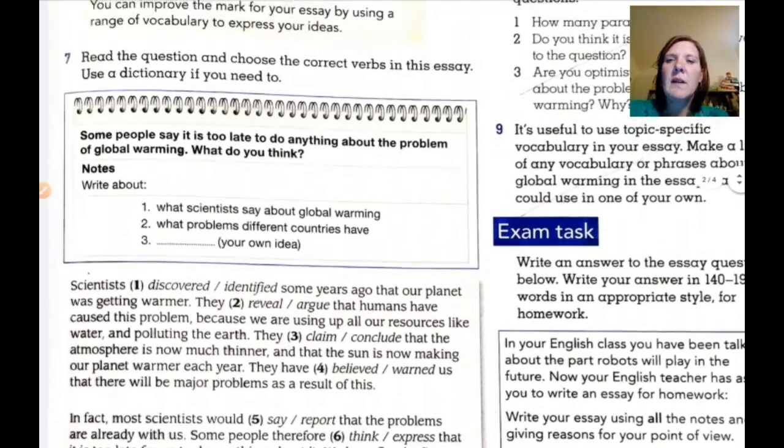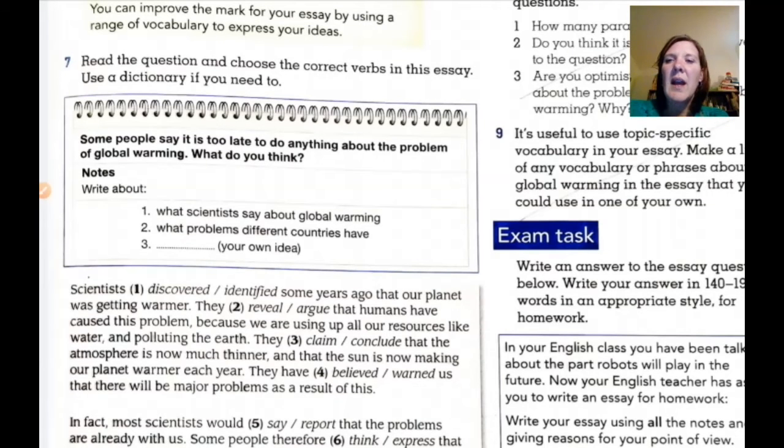So you can see here that there's an essay question which asks about global warming. If you have time, if you're not in the 5th year preparing for your exams, then have a go at writing the essay and send it to me to correct.